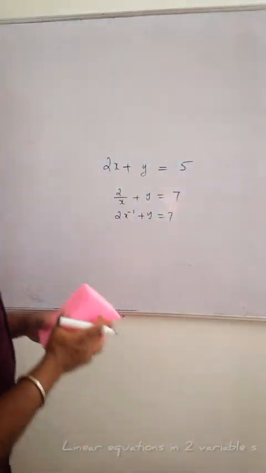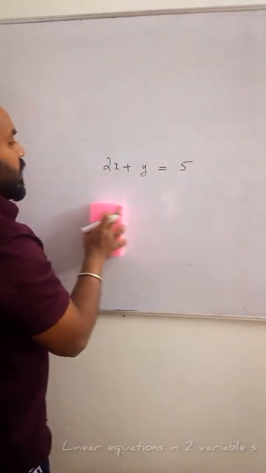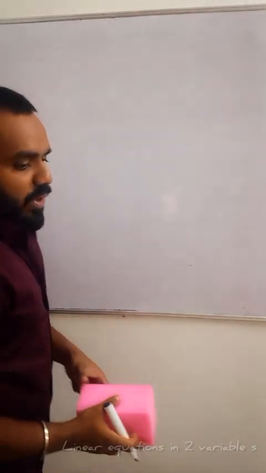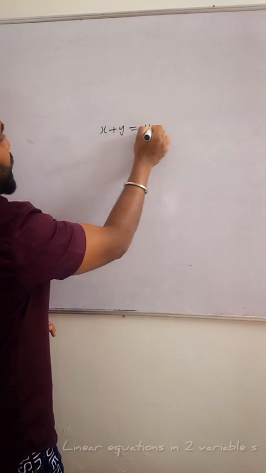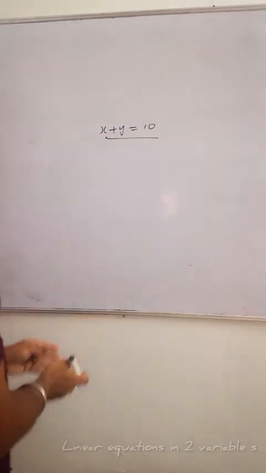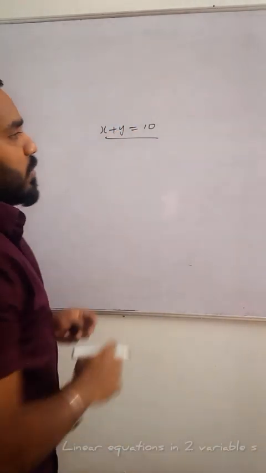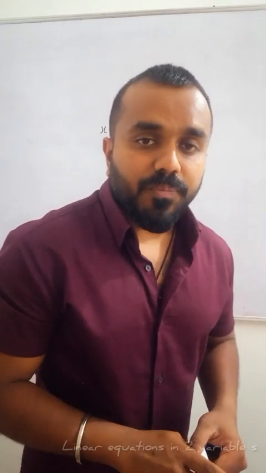Okay. So anyway, this is an example of a linear equation in two variables. Can anyone give me another simple example of a linear equation in two variables? x plus y is equal to 10. It's a very simple example. It's an equation. It is linear and it is in two variables. So it is known as a linear equation in two variables.